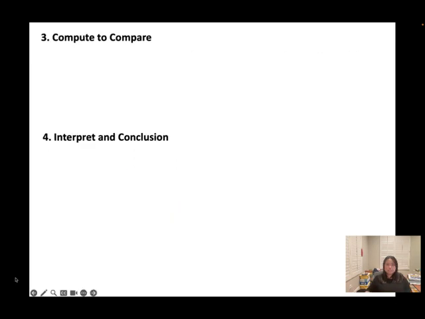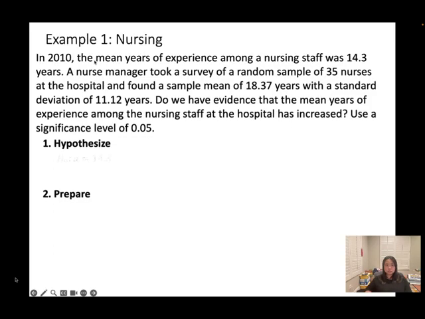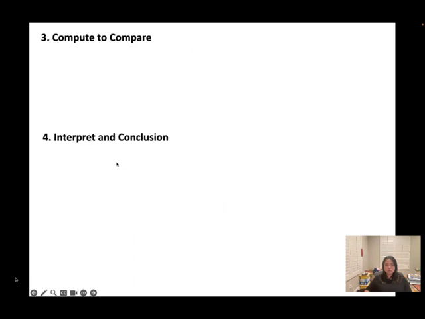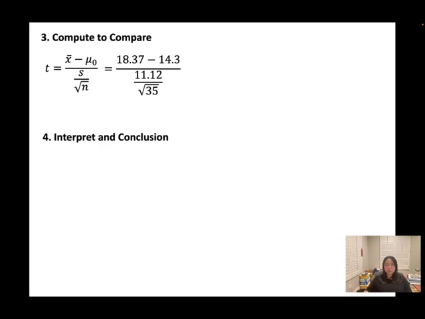Okay, number 3, let's find the test statistic. This is going to be the sample mean minus the population mean, and that will be from your null hypothesis. So you should have this. I want you to try to put it in your calculator. When you put it in, make sure you put the parenthesis here and here. You should get 2.16. Okay, number 4, interpret and conclusion.